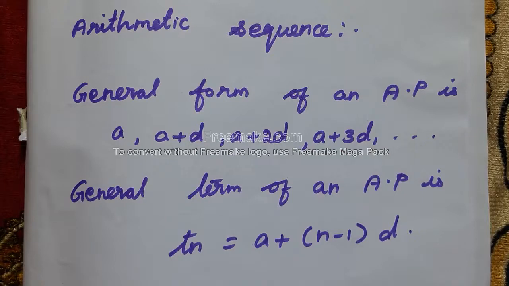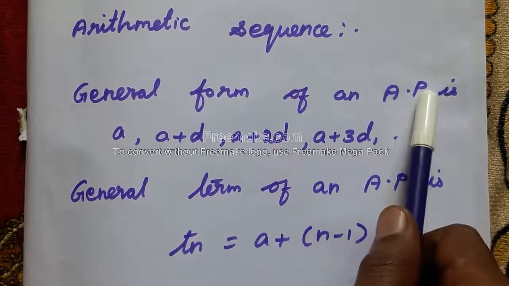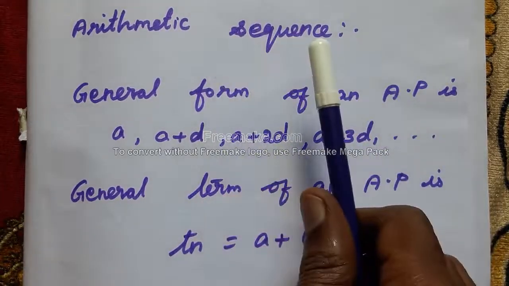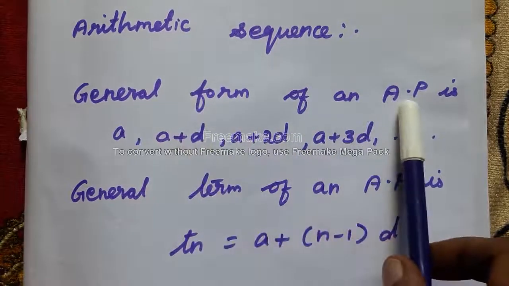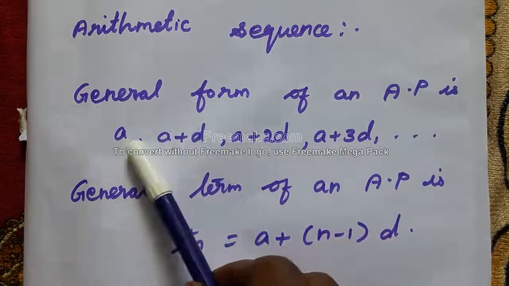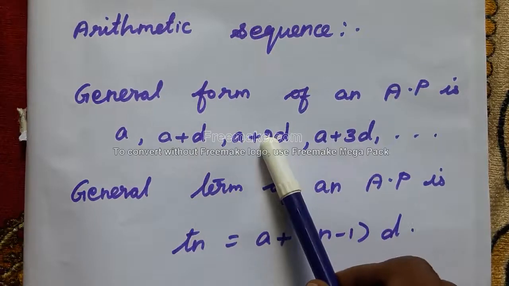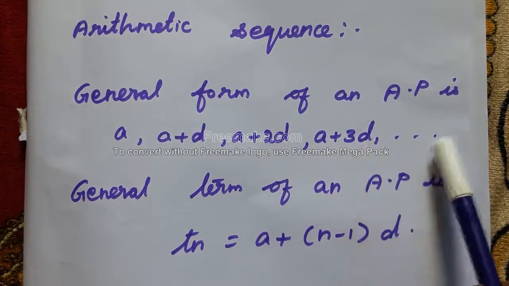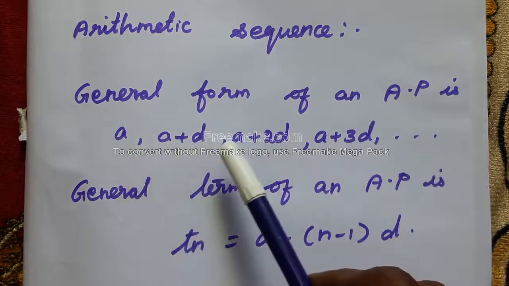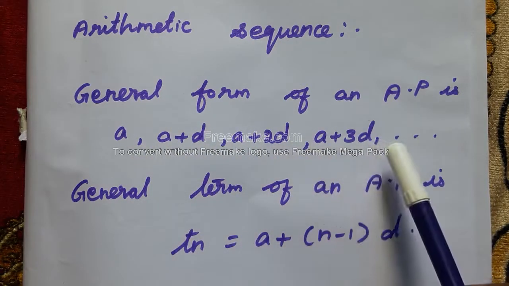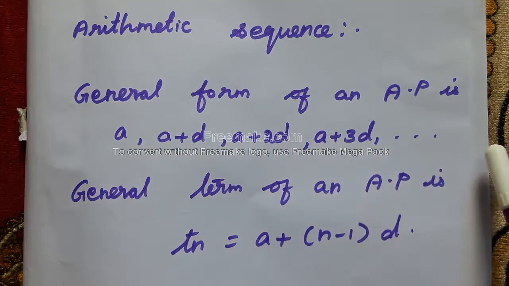Students, what is an arithmetic sequence? What's the general form of the arithmetic sequence? Another name for an arithmetic sequence is arithmetic progression. The general form of an AP is a, a plus d, a plus 2d, a plus 3d, etc.